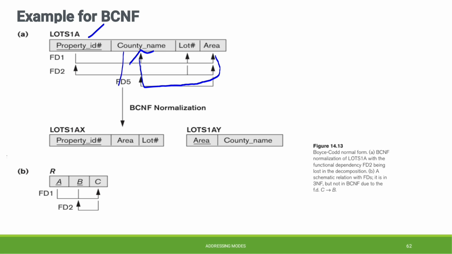To bring it to BCNF, it is decomposed into two relations in which there is no non-prime attribute deciding the value of a prime attribute. That is why these two are in BCNF. Okay, that is all about BCNF, or Boyce-Codd normal form, or 3.5NF.